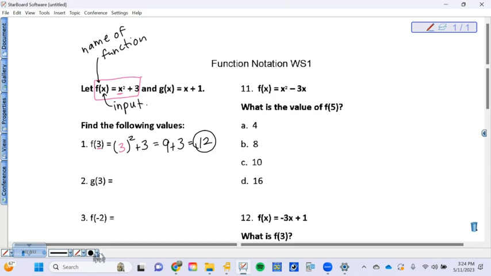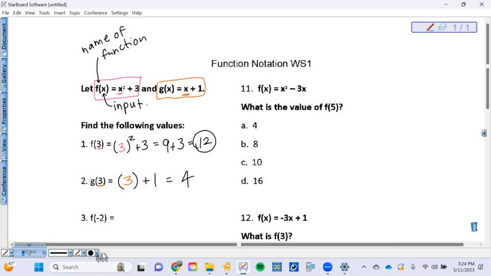g of 3. So g of 3 is looking at g of x over here. But it's the same thing. I take that 3 and I plug it in for x. So g of 3 becomes 3 plus 1, which is 4. Good.